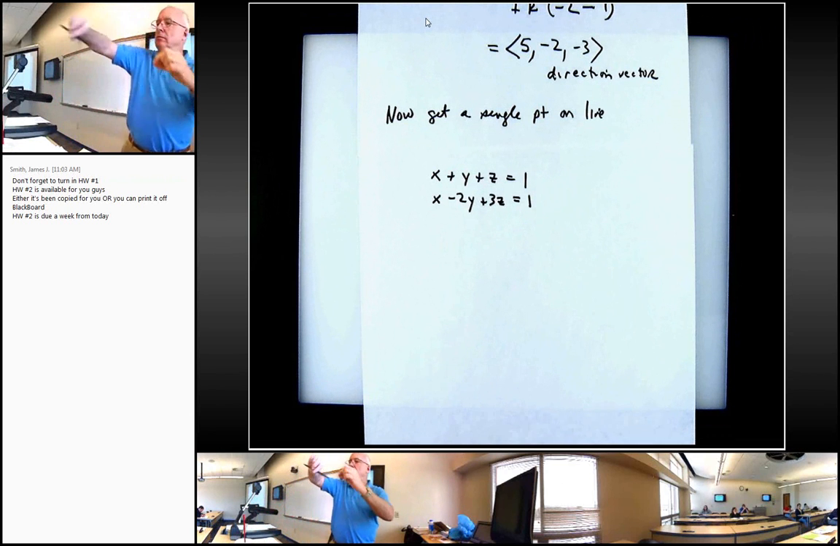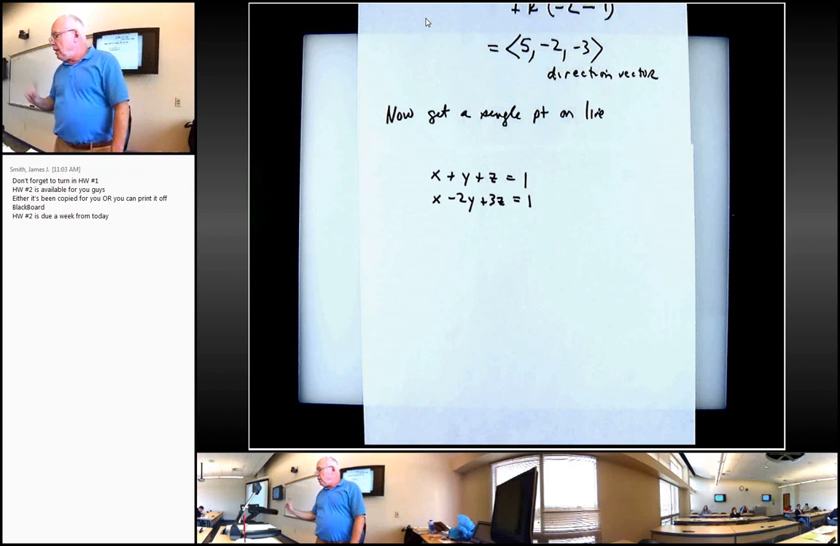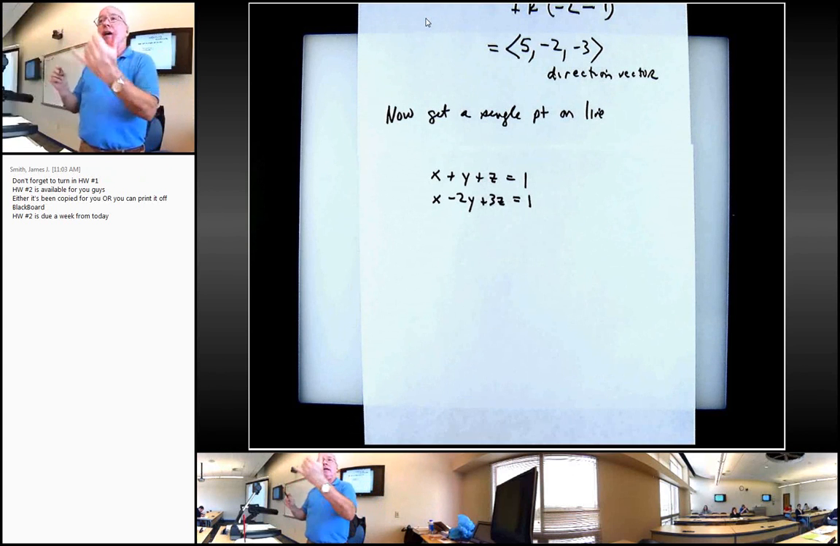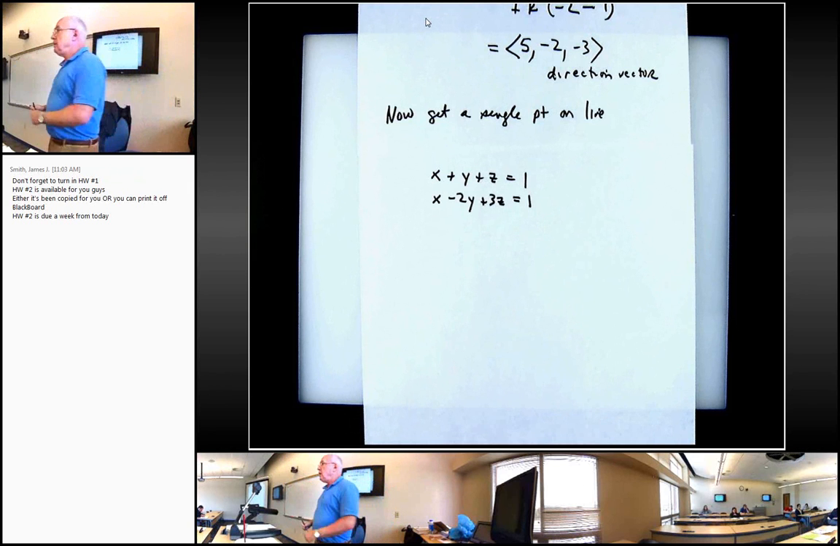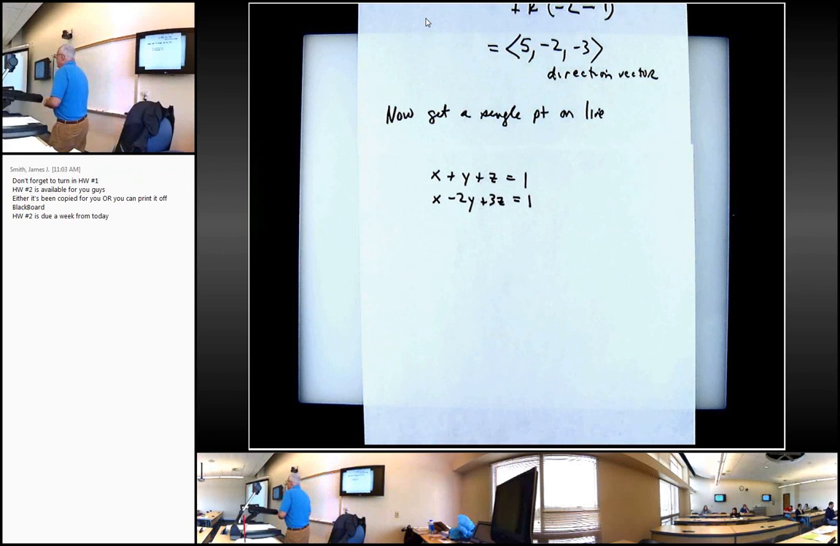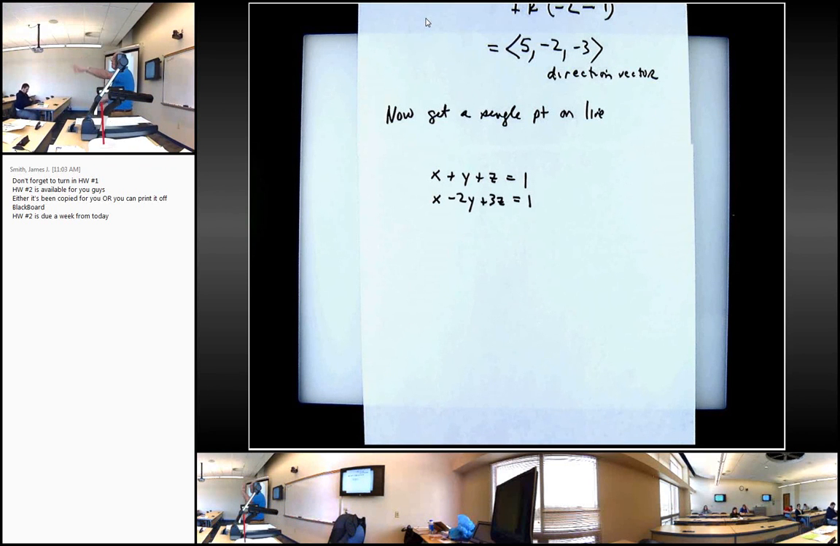Remember, this line's going to be going out forever. So this line's going to have any possible value of either x, y, or z as part of it, okay? So why don't I just say, hey, let's see what happens when we set one of these variables equal to 0, and then let's try to find the other two and see what we get, all right?